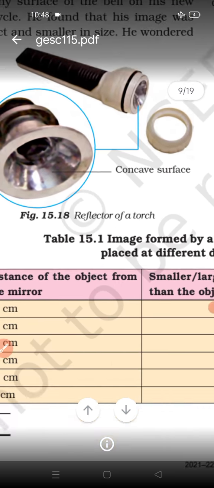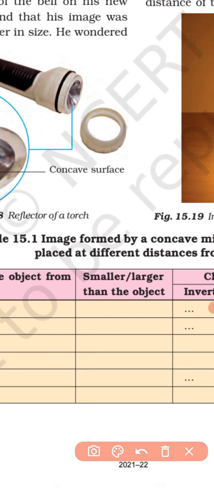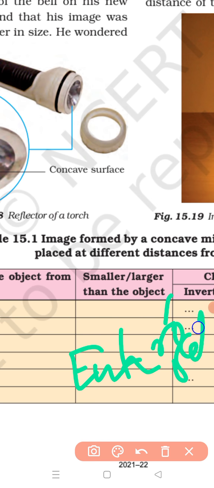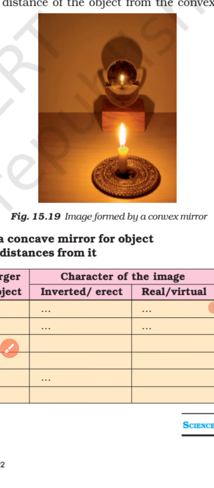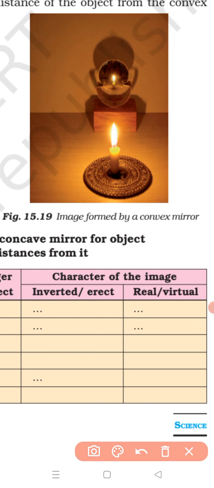Yes, for 10 centimeter also it is brought very near to each other, right? The object is brought very close to the concave mirror. So the size of the image will be what? Again it will be enlarged, if it is brought very close to each other. Character of the image is what? Erect or inverted? It will be erect again. Next, real or virtual? Again it will be virtual.